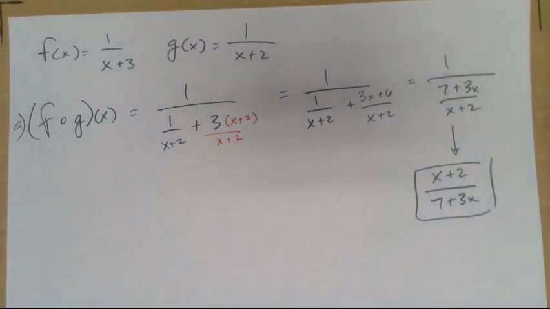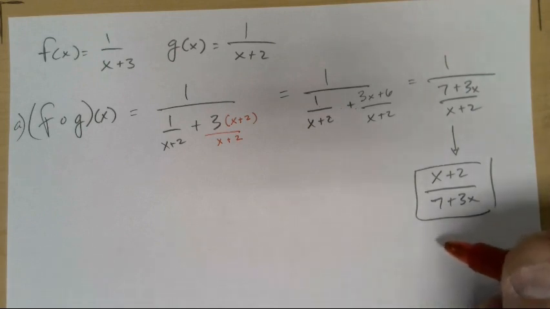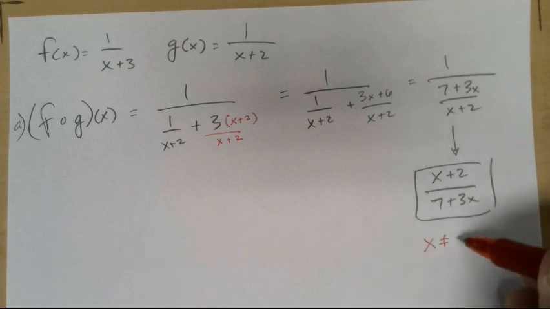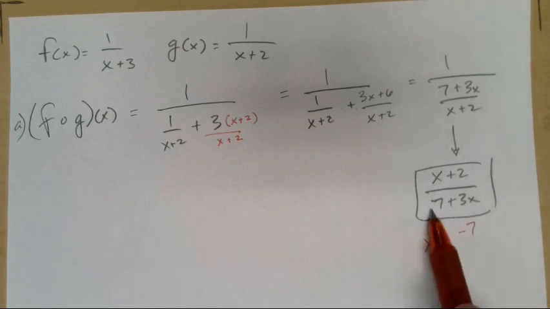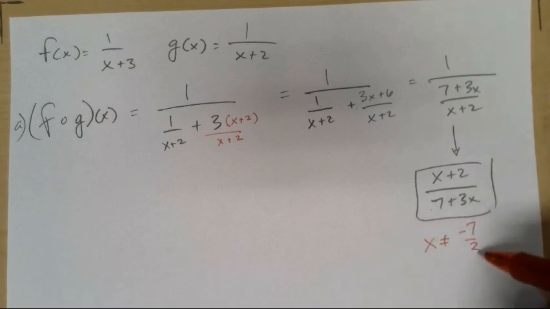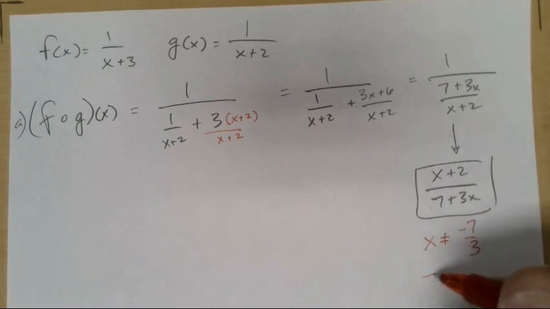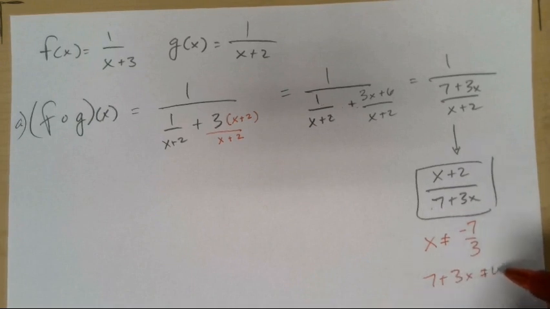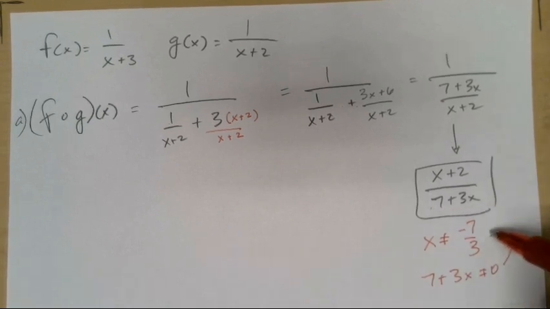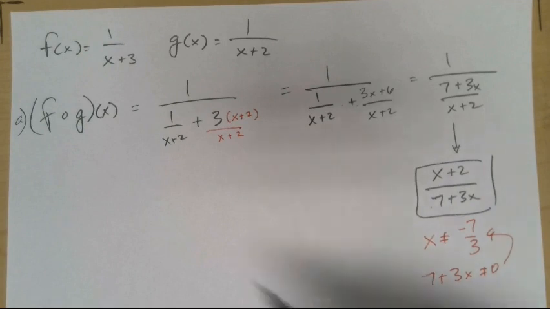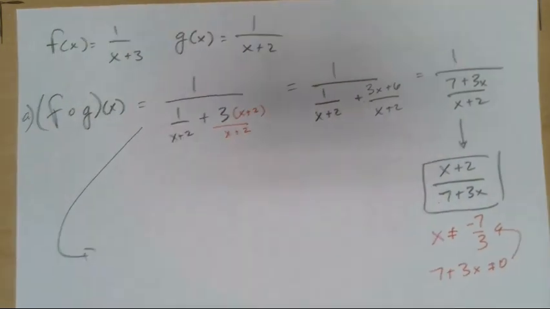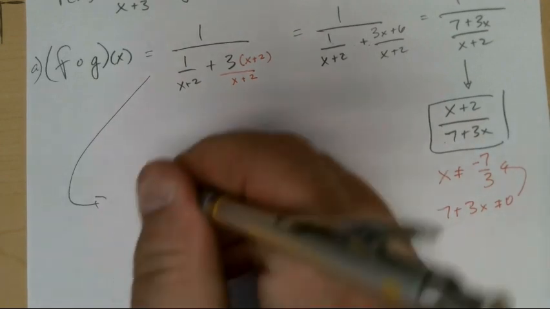Okay. Now, first of all here, I see that x cannot be equal to negative 7/3 because that can't be 0 in the denominator. So if I take 7 plus 3x cannot equal 0 and I solve it, that's what I get. Okay, now let me show you another way of simplifying this for a second. And I actually really like this.